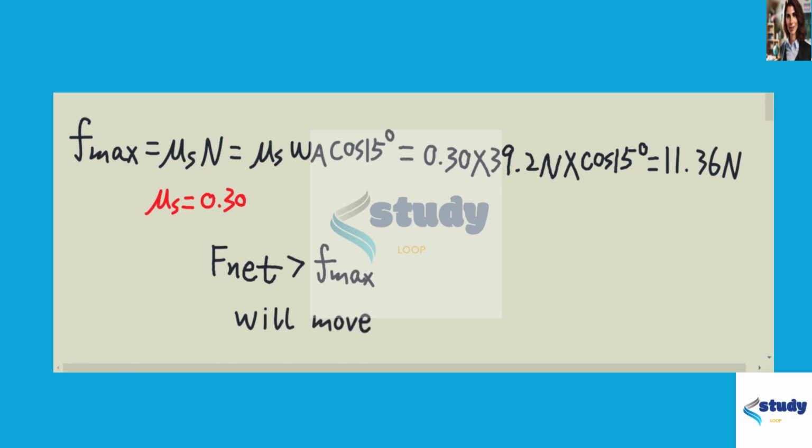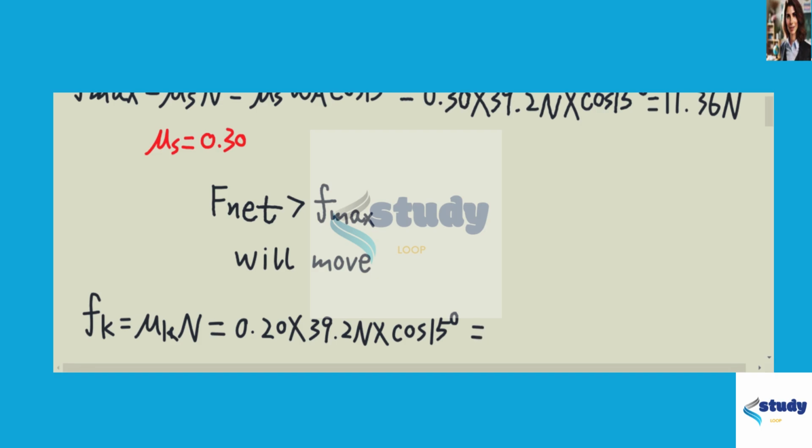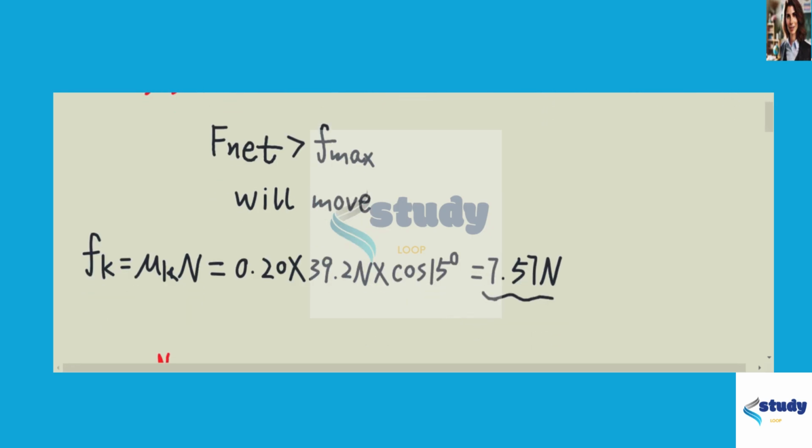So now let's determine the actual friction, which is the kinetic friction. So the kinetic friction Fk should be equal to mu K n, which is 0.20 times 39.2 Newtons, and then times cosine 15 degrees. And this will give us 7.57 Newtons. Okay, so this is the actual friction on package A.